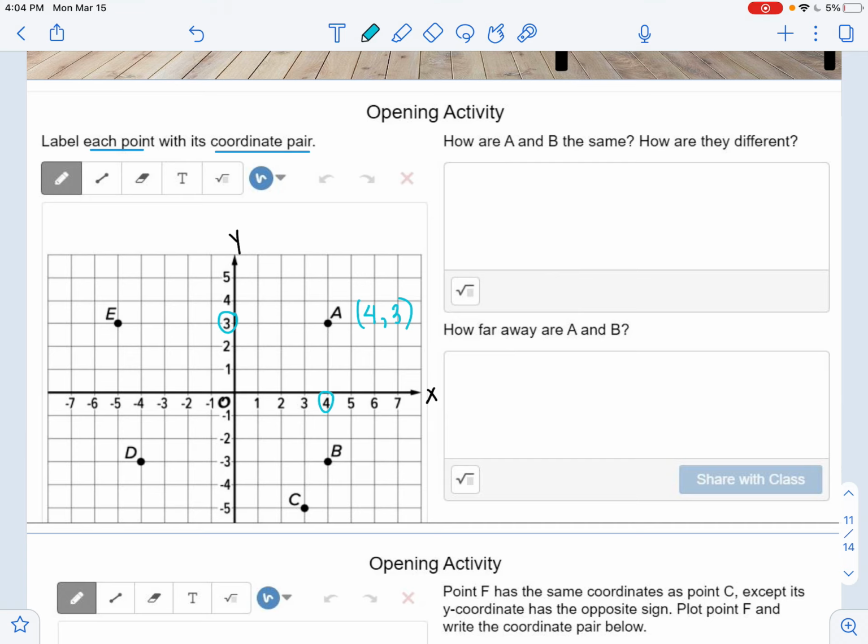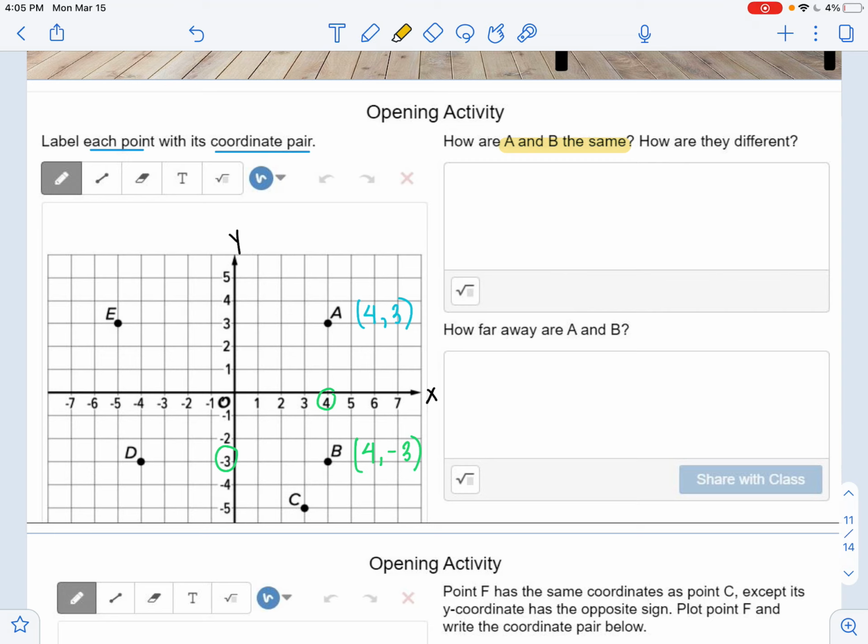Then we have point B. Point B is 4 spaces side to side as well. 4 spaces side to side. And it lines up with -3 on the y-axis. 4, -3. So the question asks, how are A and B the same?